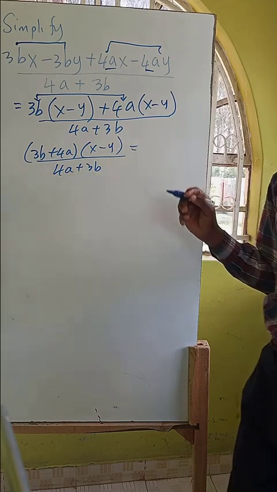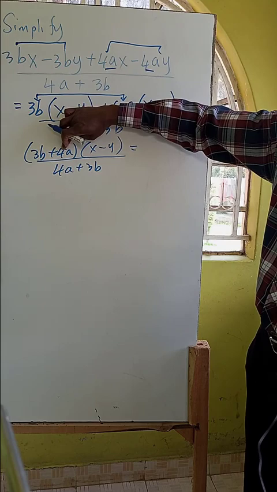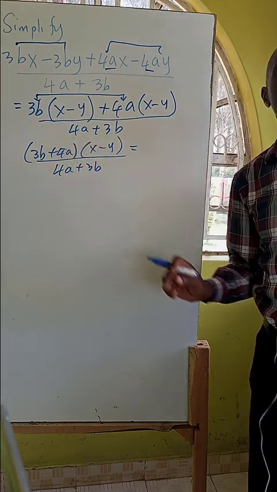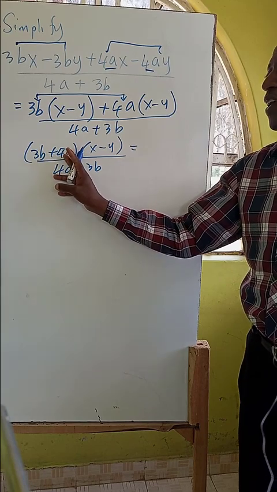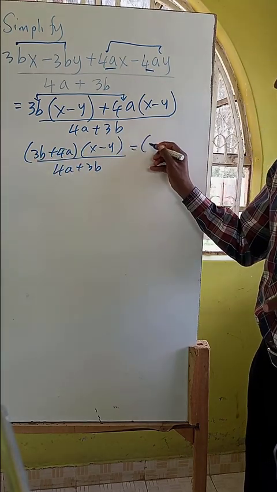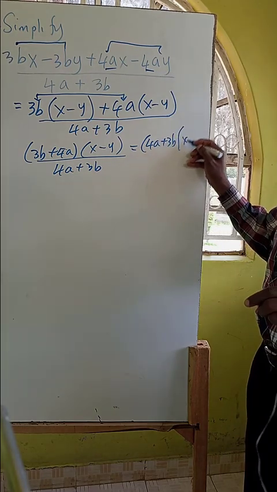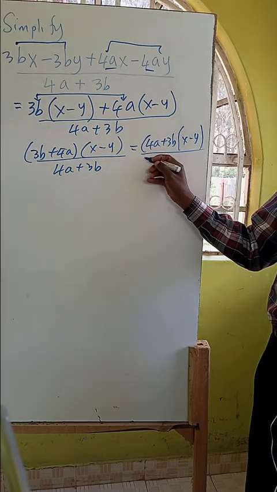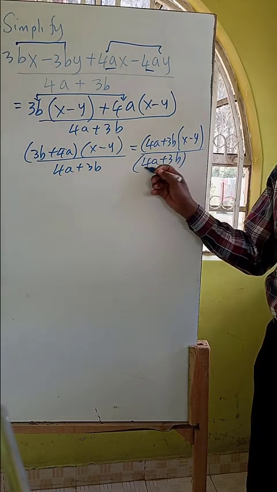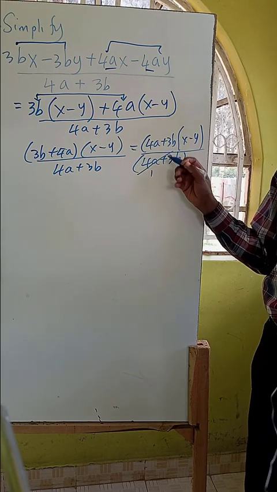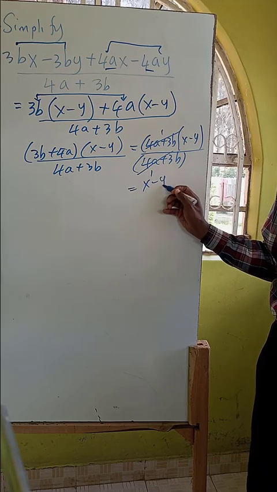And this one is equivalent or equal to, when we alternate, when we change the order, whereby we may start with 4a plus 3b. So this is the same, 4a plus 3b into x minus y all over 4a plus 3b. So you find that this factor can divide out 1 by 1, and this one by 1, and then we are able to get x minus y.